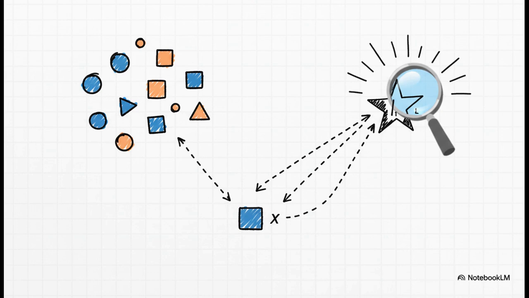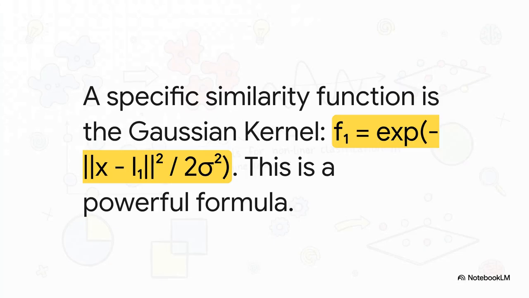And at its heart, a kernel is just a similarity function. That's it. It just tells us how close or similar some point x is to one of our landmarks, like L1. The specific function we're going to use here is a really common one called the Gaussian kernel. Now, I know the formula might look a little intense at first glance, but the concept behind it is actually super simple. That little part in the middle, the norm of x minus L1 squared, that's literally just the squared distance between our data point x and our landmark L1.